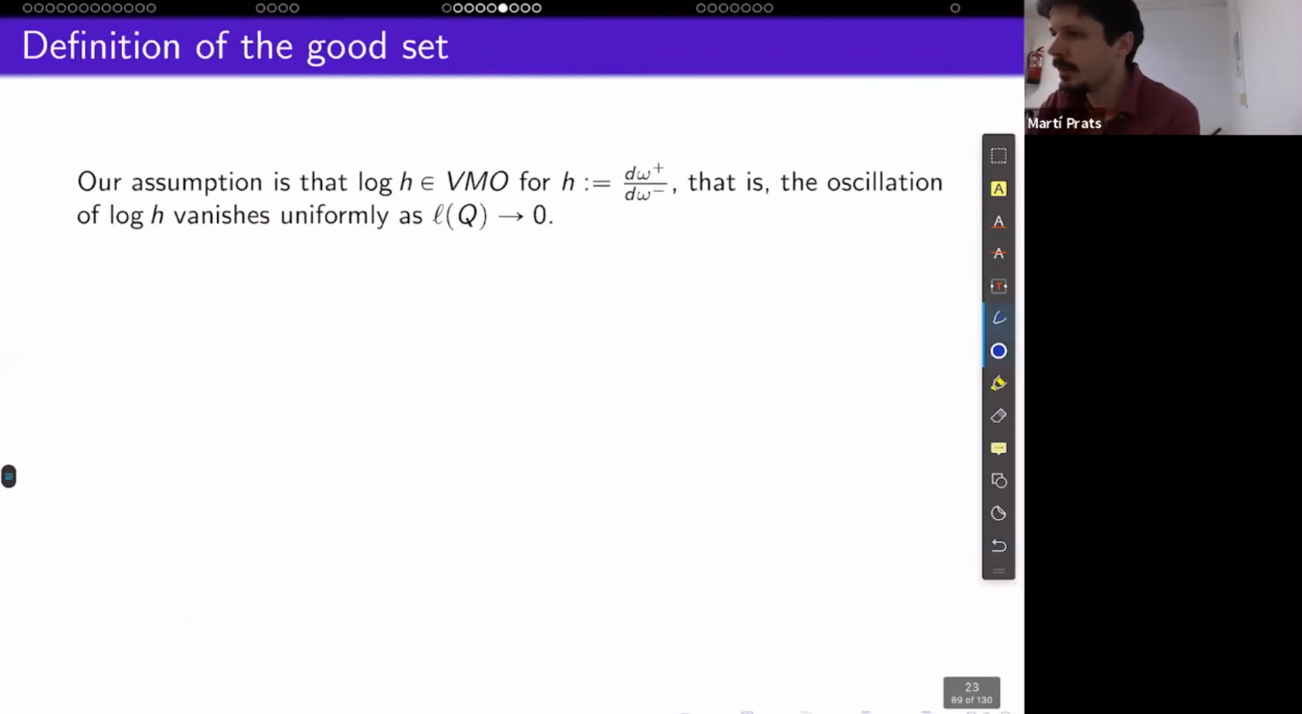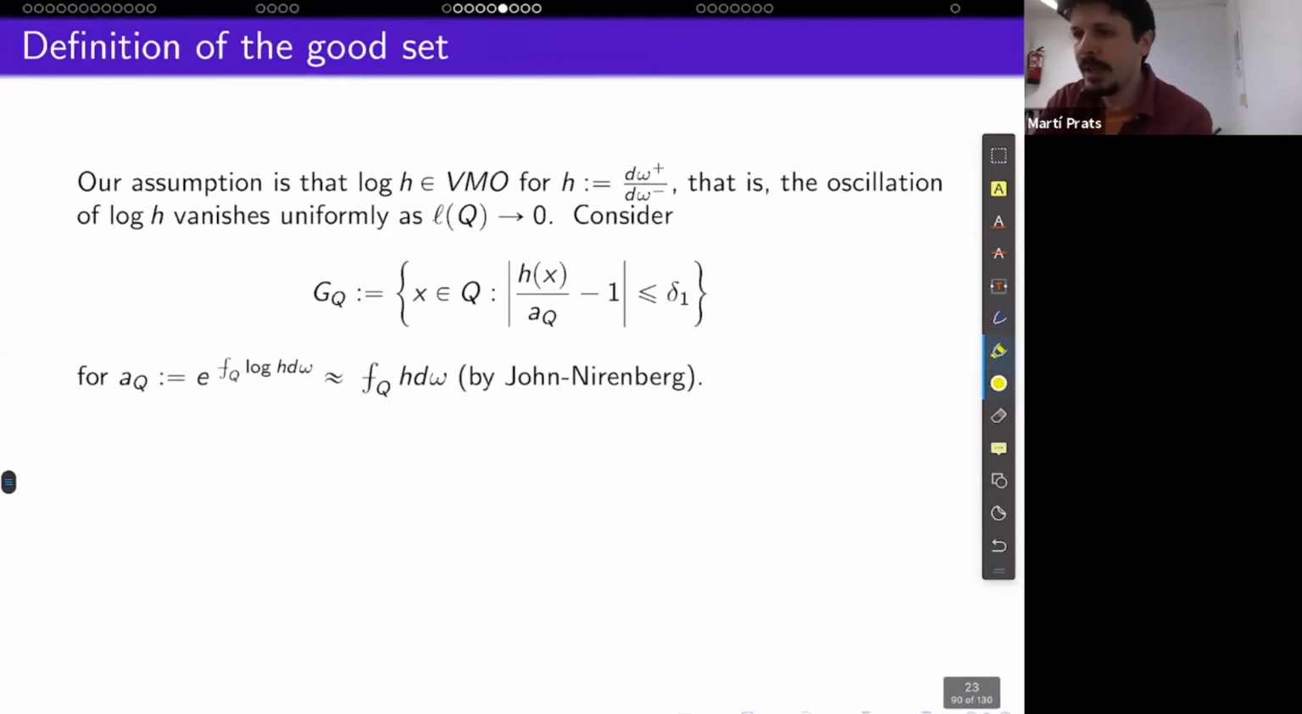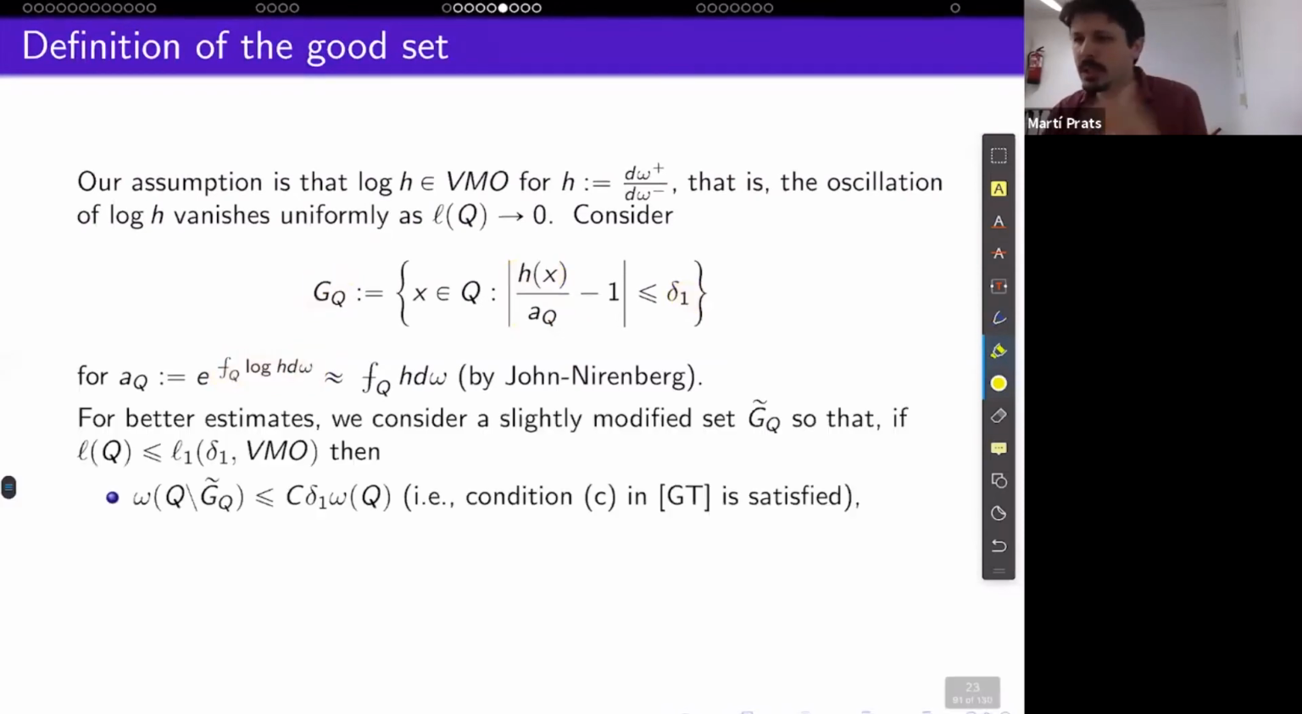Okay, so this is our assumption that the oscillation goes to zero. And what does this say? If the logarithm of h minus the mean of the logarithm goes somehow to zero, we can grant that essentially in small enough balls, if you take logarithms, the mean oscillation is small. This will be small in a big part, so the good set will be somehow big. But this is not our good set. We will make some modifications, and with these modifications, we will grant that this happens, which is condition C. So now we only need to show D and E.